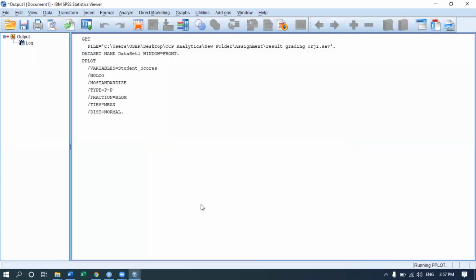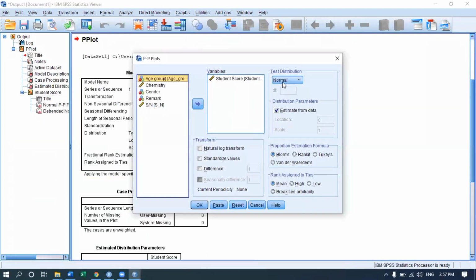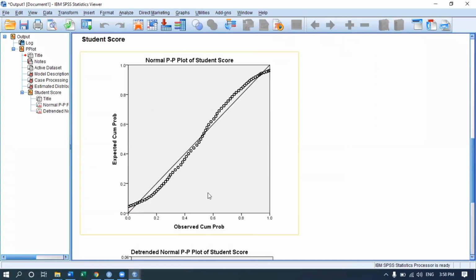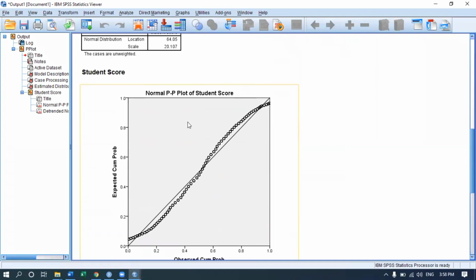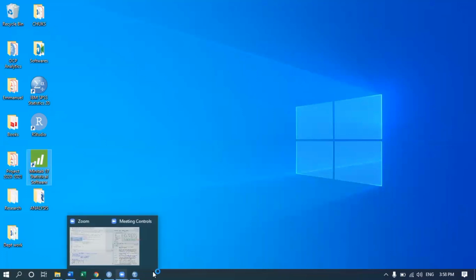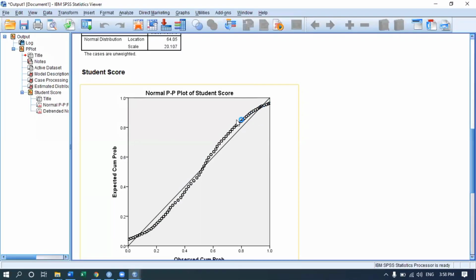Okay, let me show you something that I was too fast. We are testing for normality. It's still plotting, still processing. So let me show you how we interpret this normal probability plot. Let me open Minitab. When testing for normality, I prefer using Minitab, and I've already explained why. I will also explain.